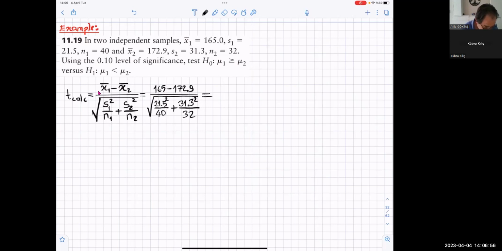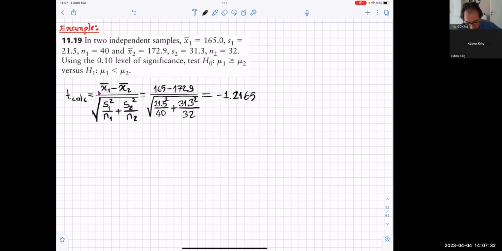(165 minus 172.9) within the square root 21.5 square divided by 40 plus 31.3 square divided by 32. Let me see. Yeah, no mistake, I guess. My result is minus 1.2165.